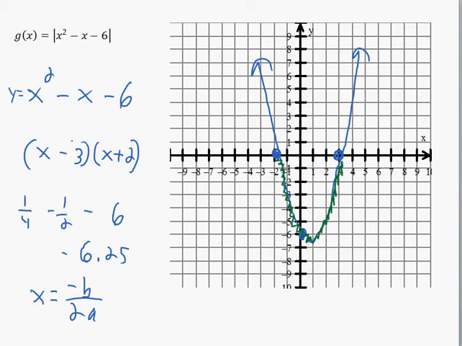So the positive parts are going to be the same. This part's still going to be the same here. I'm just drawing it very sloppily. This is right there. And then this negative part gets flipped up. So instead of being negative 6, it's going to go to positive 6. And all these negative values become positive values.